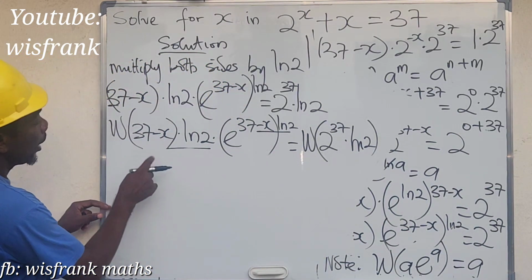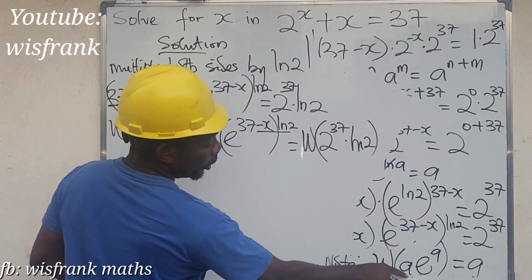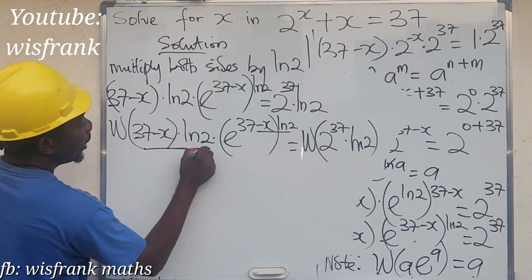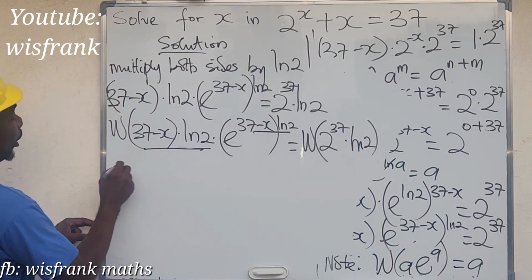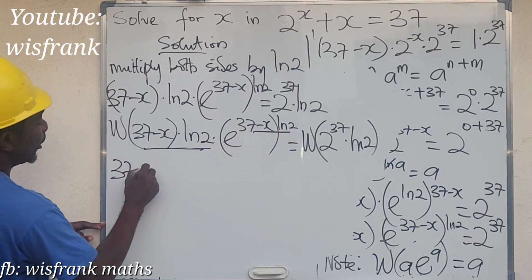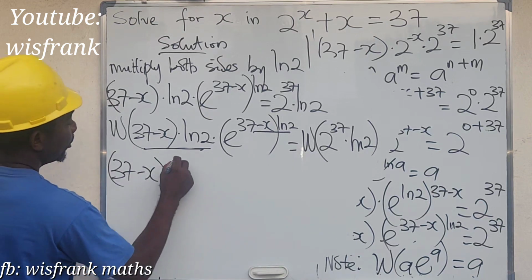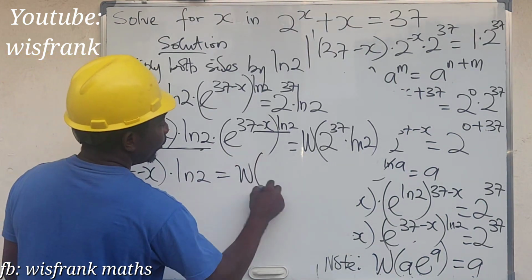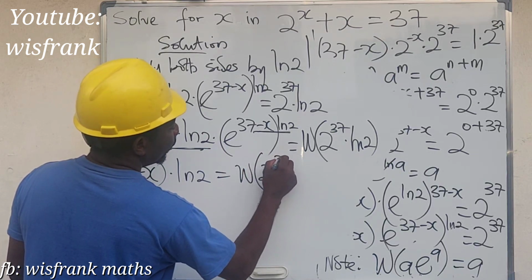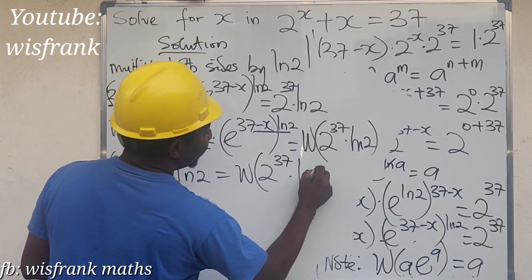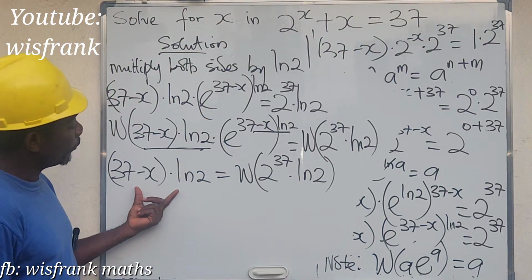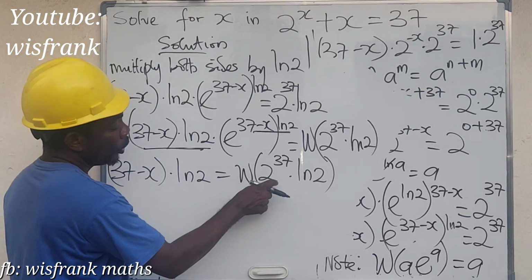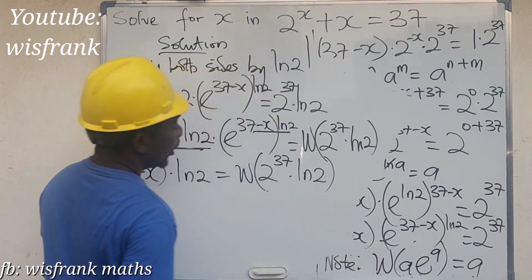The next thing, as we said, is that the Lambert W function of a times e to the power of a equals a. So we have this here and we have this, the same thing. So it will become (37 minus x) times ln2, equals the Lambert W function of 2 raised to the power of 37 times ln2. So now we have this on the left hand side. On the right hand side, we still have the Lambert W function, and we need to evaluate this in this format. How do we do that?